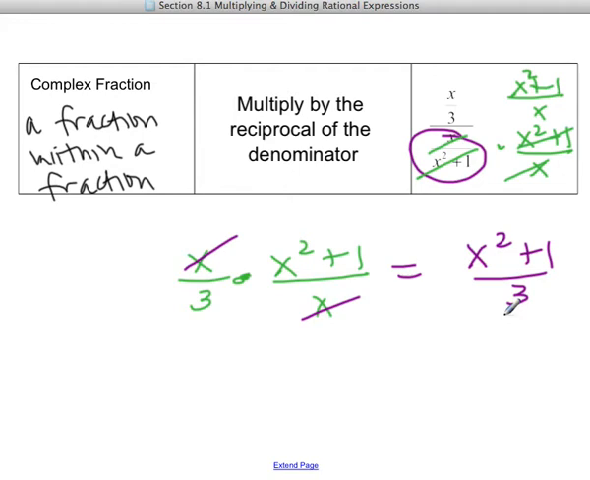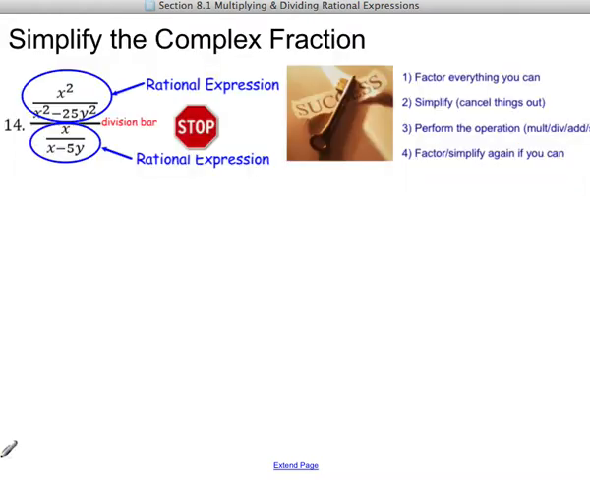So we have a few examples with a complex fraction involved. So let's go ahead and take a look at those. All right, example 14. So we have a complex fraction. We have a fraction in the numerator and a fraction in the denominator. So we need to go ahead and multiply by the reciprocal. Okay, so I rewrite the numerator.